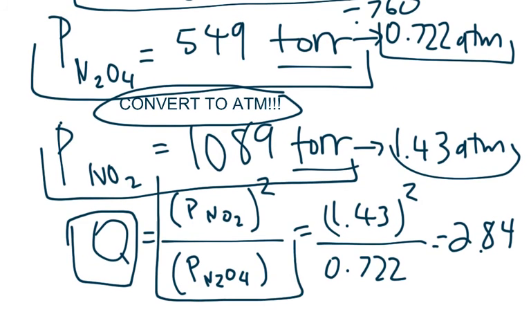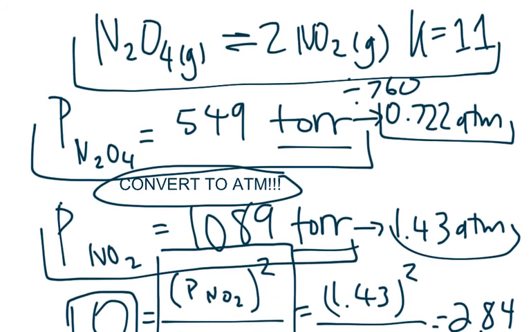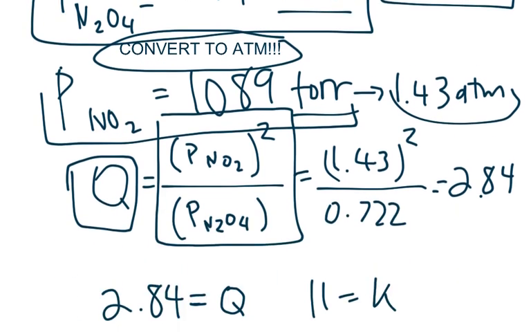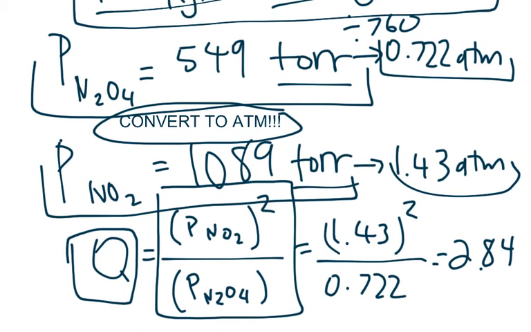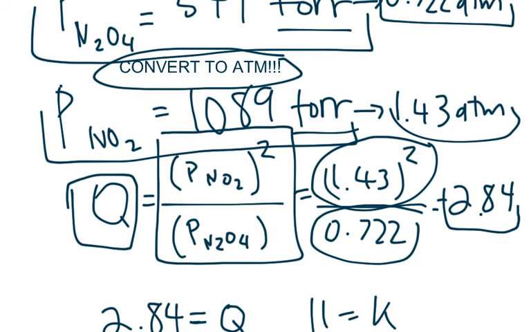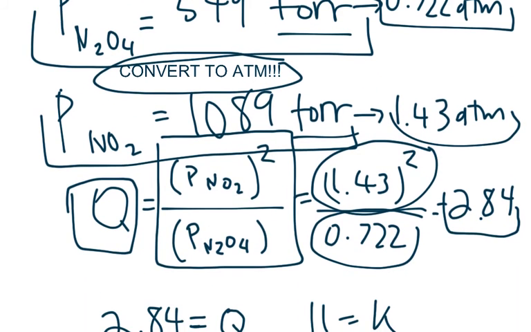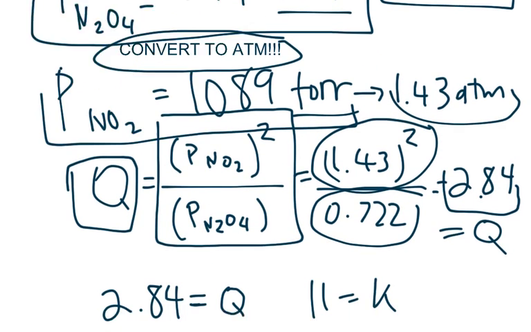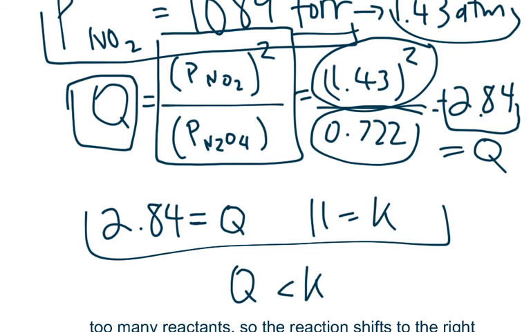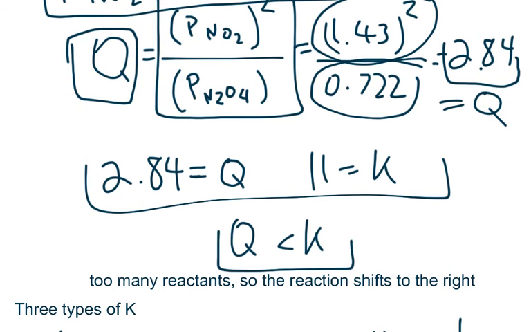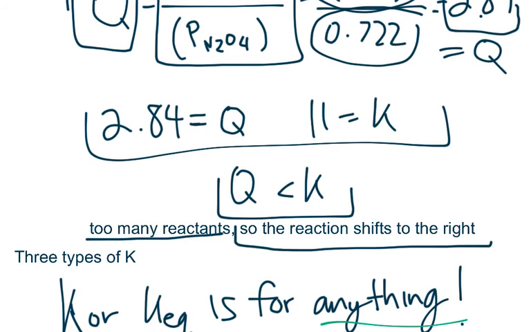So here is the reaction quotient expression, which is the same as the equilibrium expression, and you base it off of this reaction, of course, and we just plug in numbers. So 1.43 squared divided by 0.722 is equal to 2.84. Now we know that K is 11 and Q is 2.84. So is Q less than or greater than K? Well, of course, Q is less than K. And remember from the previous slide that when Q is less than K, there are too many reactants. So therefore, the reaction will shift to the right to remove these reactants.